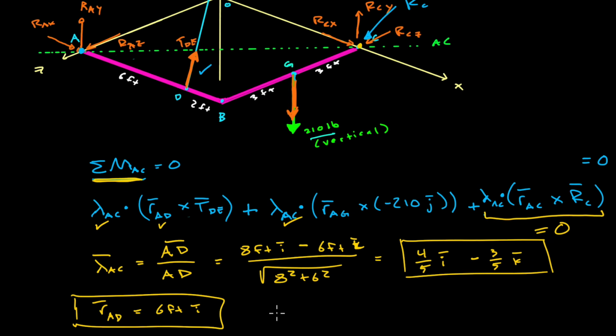Our TDE, again, this is one of those vectors where we don't know the magnitude. It's one of the unknowns in the problem, so we're just going to take our lambda approach here. The vector TDE can be described as the magnitude TDE times the direction, lambda DE. And so we can figure out what this lambda vector is. That's pretty straightforward. That's just from the given geometry.